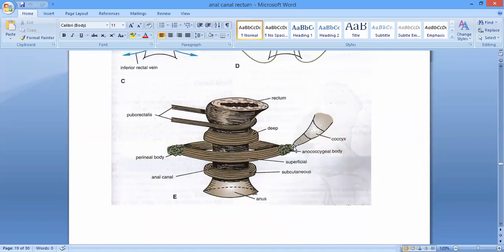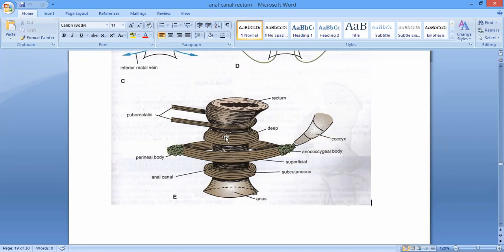Is it clear? And the third part, the deeper one, as you can see, again does not have any bony attachment. Again, circular muscle fibers which just encircle the upper end of the anal canal. Okay, is it clear up to here?